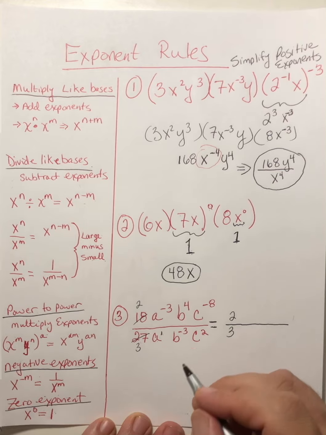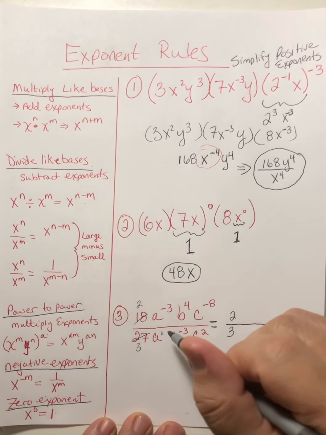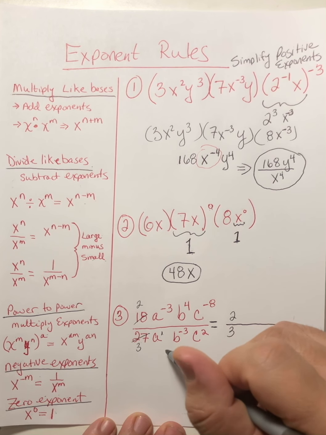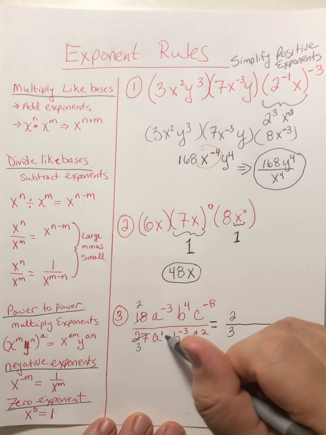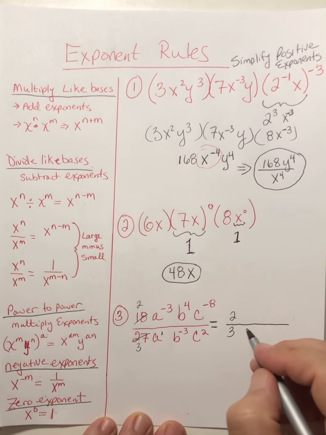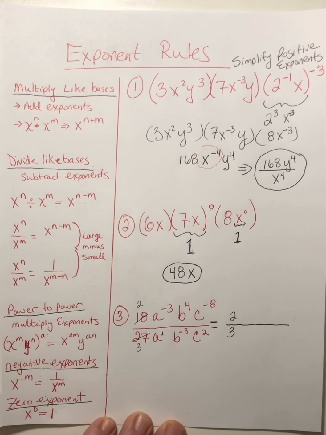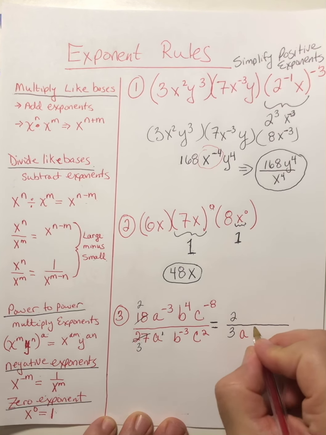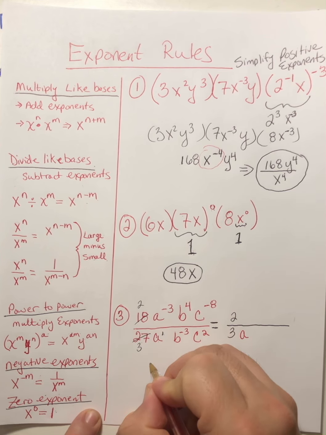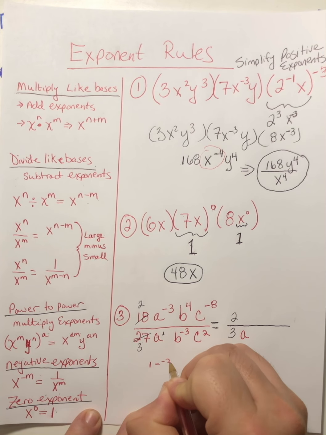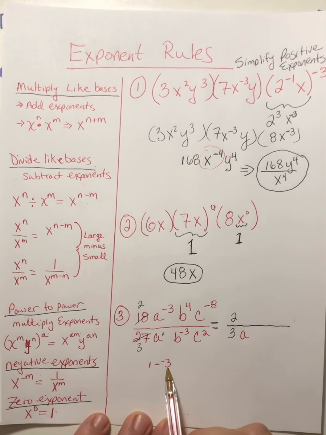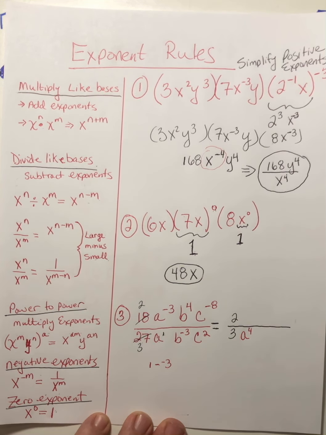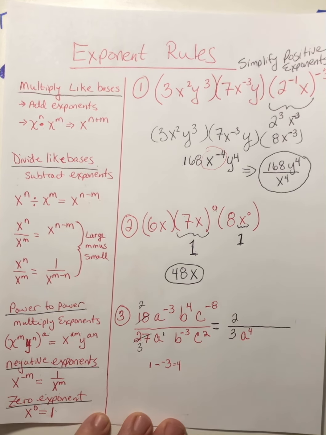So we do our subtraction. Wherever the larger exponent is, that's where the answer is going to be. So we're going to have an a on the bottom. Now we have to take care of the exponent. It's literally 1 minus -3. What's 1 minus -3? That's right, that's a 4.